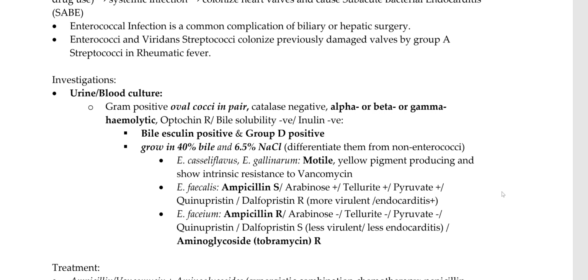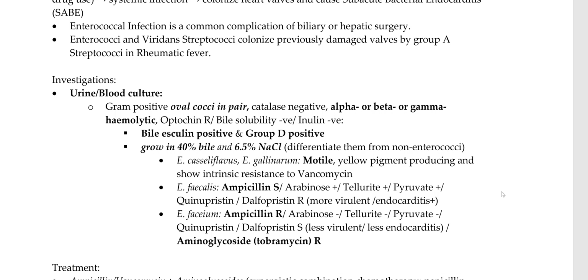Now, the two most common species which cause the majority of infections by enterococcus are Enterococcus faecalis and Enterococcus faecium. Enterococcus faecalis is more common. Why is this speciation important? Because their drug resistance pattern is different. So how can we differentiate them? Enterococcus faecalis is susceptible to ampicillin, but it is resistant to quinupristin and dalfopristin, while the reverse is true for Enterococcus faecium. And Enterococcus faecium also shows resistance to aminoglycoside or tobramycin. So it is a more resistant bacteria, difficult to treat compared to Enterococcus faecalis.